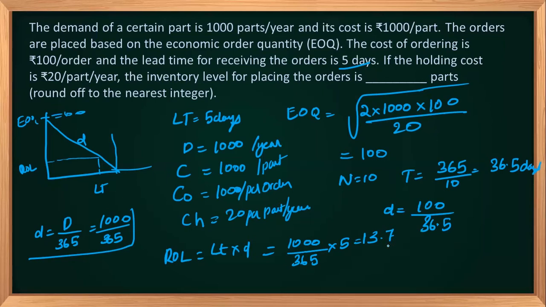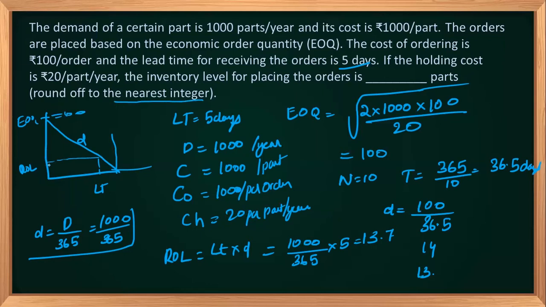Another test is there: round off to the nearest integer. This is typical. So we have to round off. Should it be 14 or should it be 13? The nearest integer is 14, right? Should we go for 14 or should we go for 13? Now what will happen? What is the difference between 13 and 14? So it is coming to be 30.